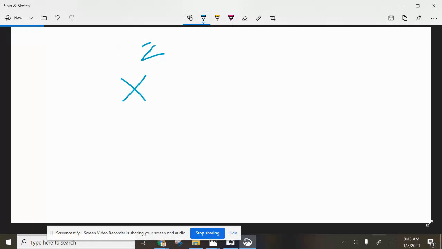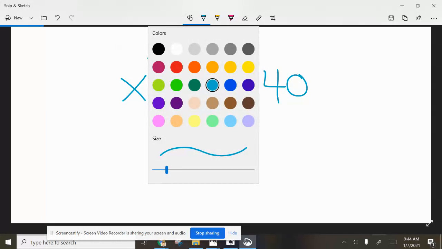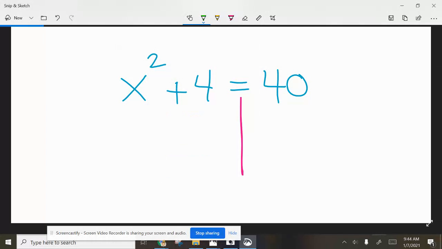X squared plus 4 equals 40. Now, to solve this, you can do this. Don't freak out. You can totally do this. To solve this, though, you're going to use your old equation skills. What would you do first? Imagine right now, imagine this isn't even here. Okay? It is there, but imagine it's not. What would you do normally? If it wasn't there, what would you do?